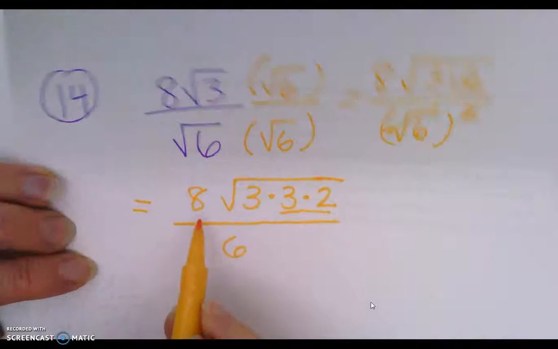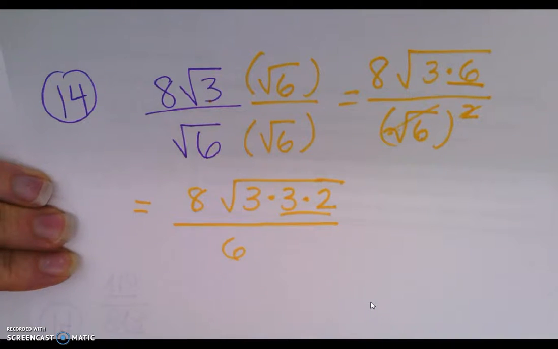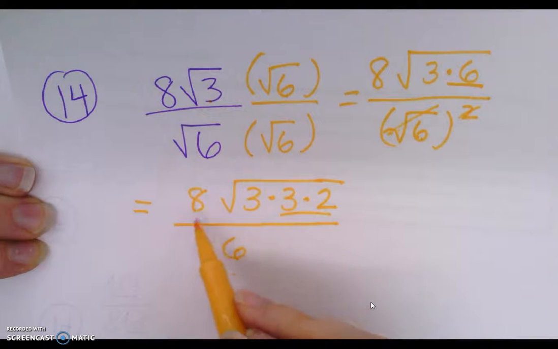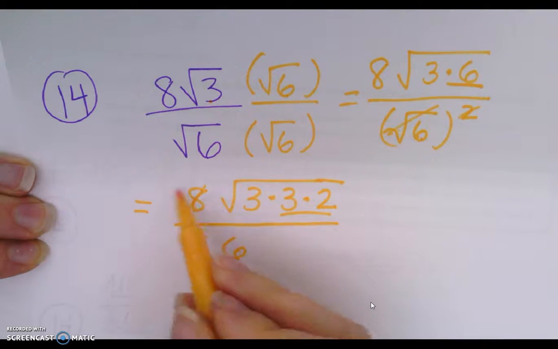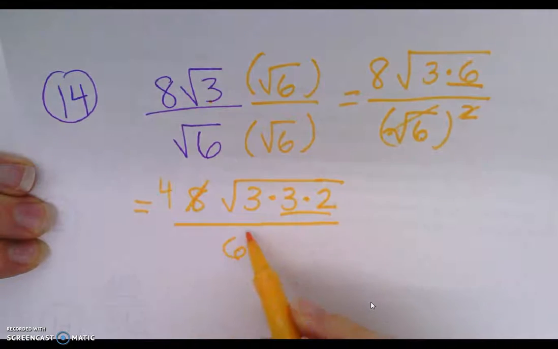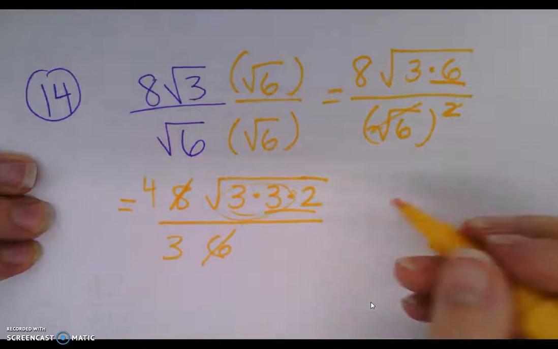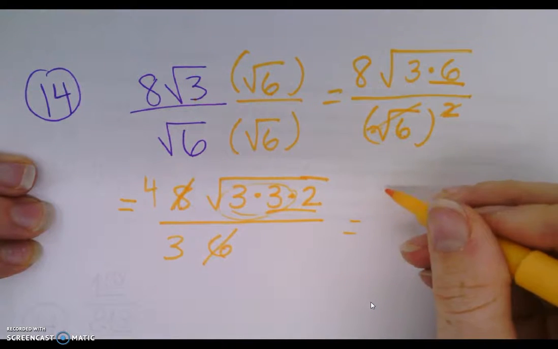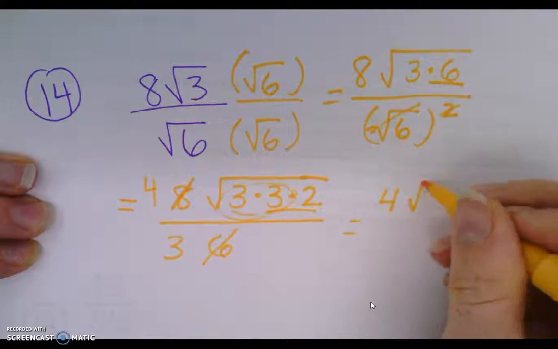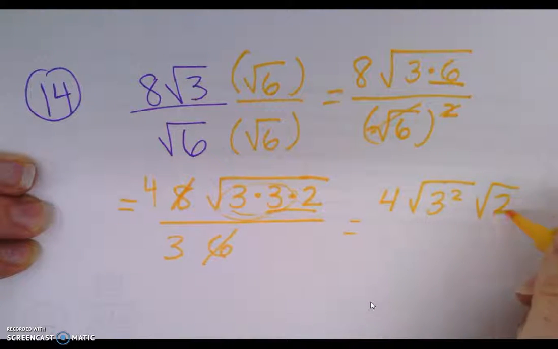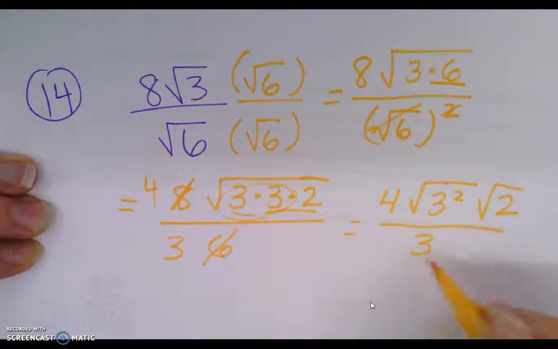From here, I notice I really want to simplify 8 and 6. They're both on the outside of the radical, and they both have a common factor of 2. So when I divide 8 by 2, I get 4, and when I divide 6 by 2, I get 3. Also, on the inside of my radical, I have this 3 times 3. So I can think about this ratio as 4 times the square root of 3 squared times the square root of 2 all over 3.